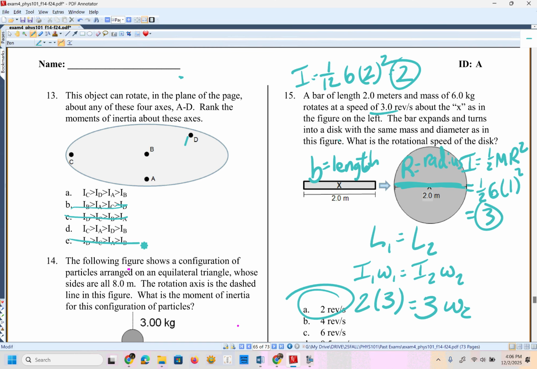Which of those has the bigger moment of inertia, D or A? D is right, because D has all this mass out at a really big distance. But with A, you only go out about half that distance. So D definitely has a bigger moment of inertia. So that gives me A as the right answer. Okay, are we good? In the last minute? Yeah, okay.